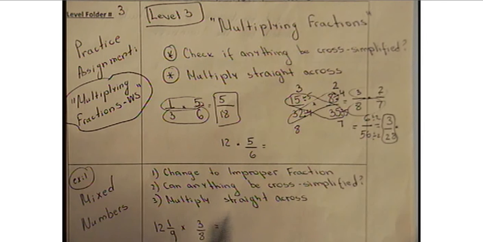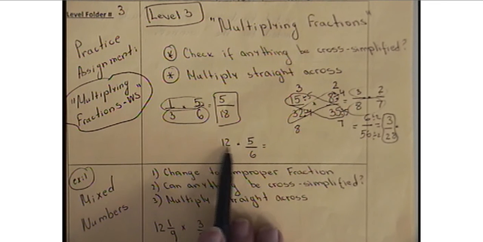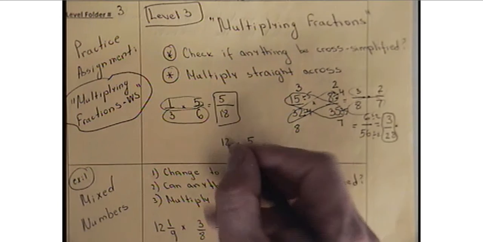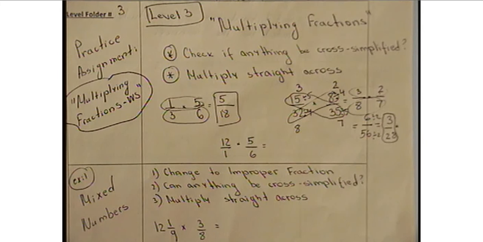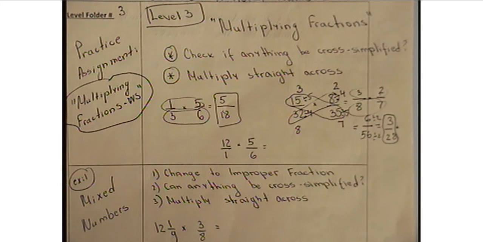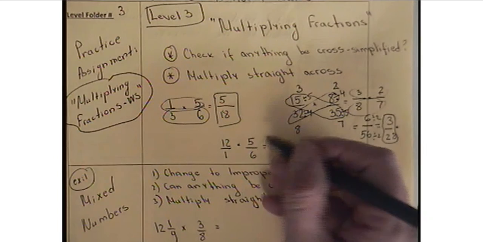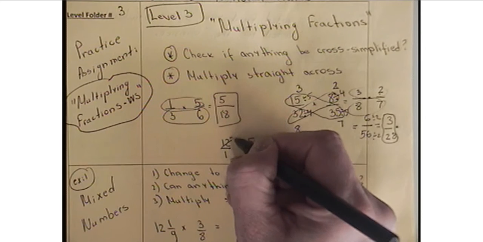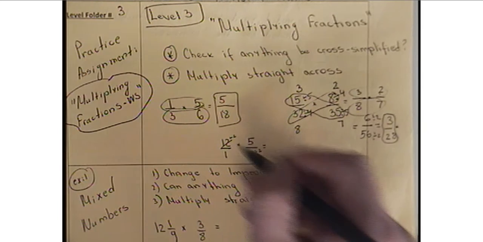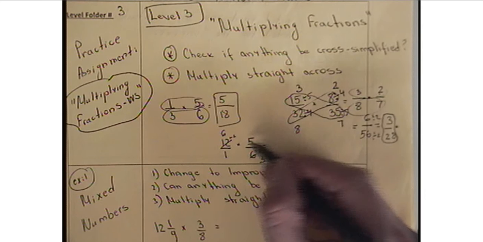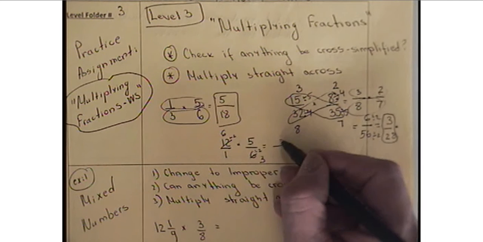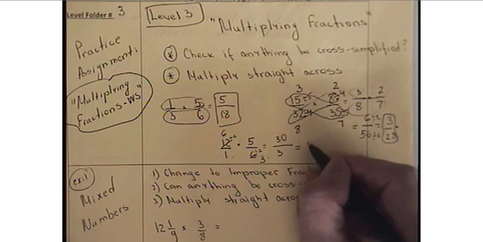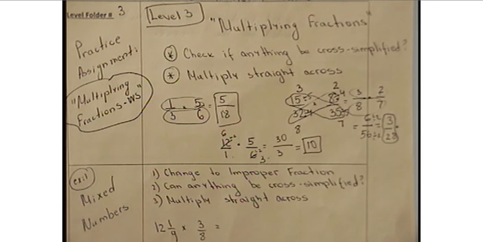Another example could be if we are given a whole number times a fraction. But we all know that this whole number could be written as 12/1, because it's the same thing: 12 divided by 1 is 12. So in this case, we can simplify those two. They both are divisible by 2, so we get 3 here and 6 over here. And this will give us 6 times 5 on the top, which is 30, and 1 times 3 on the bottom. But 30 divided by 3 is 10. 10 will be my final answer.